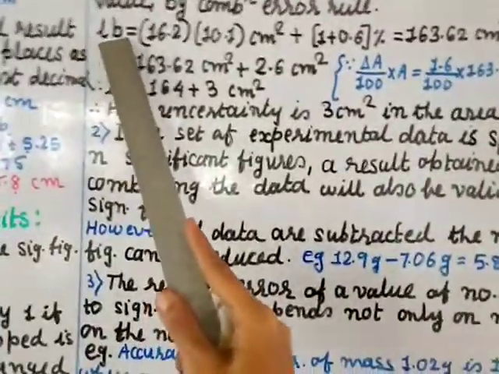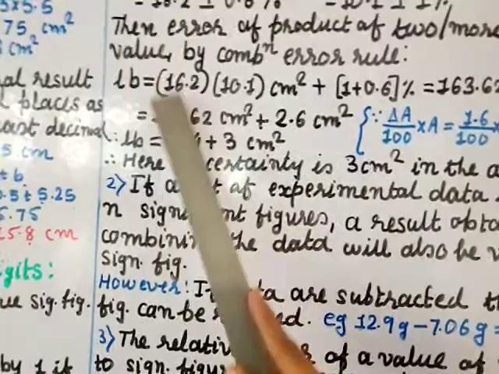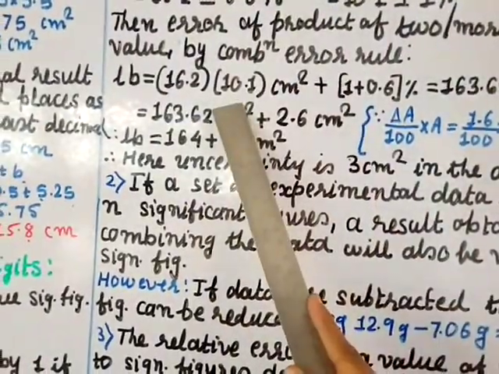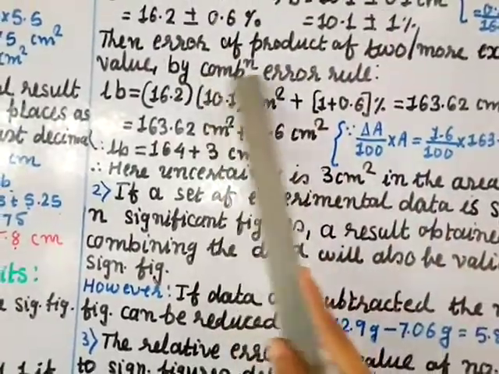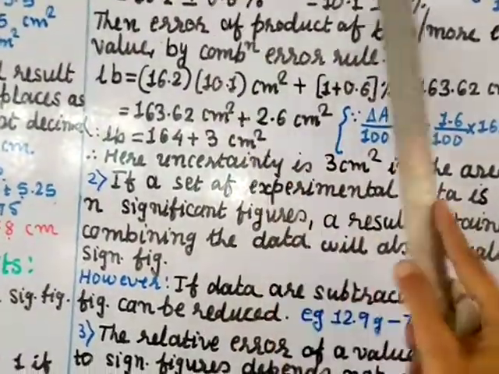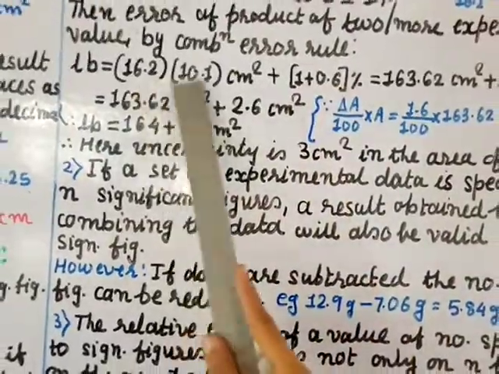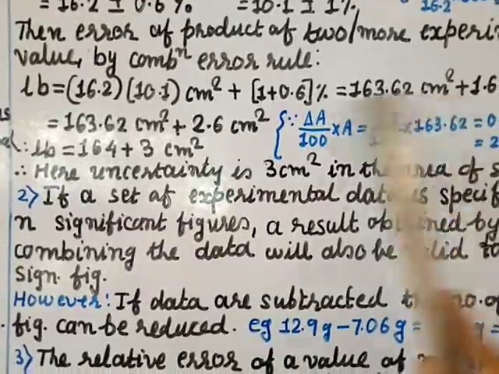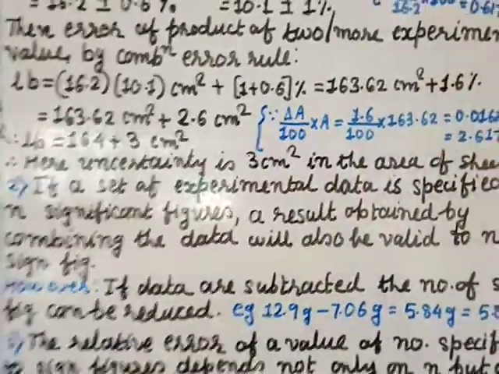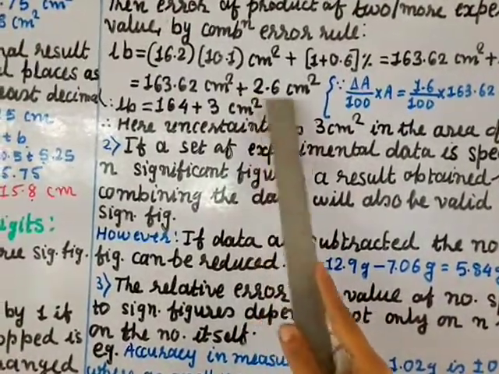So length into breadth: length is 16.2 and width is 10.1, in centimeter square, plus you have to add the percentage errors, because that is the combination rule. You are adding 1 plus 0.6 percent. When you multiply, you get 163.62 centimeter square, plus this one gives you 1.6 percent. I keep this as it is, and 1.6 percent can be written as 2.6 centimeter square.